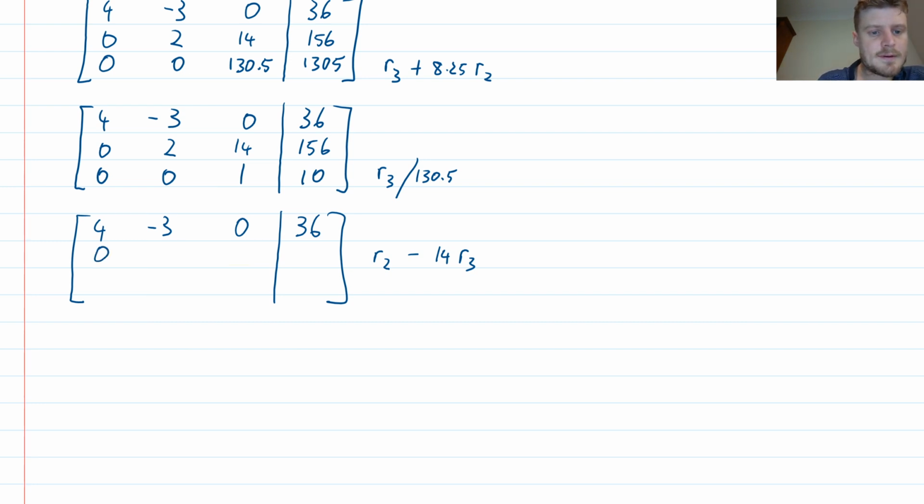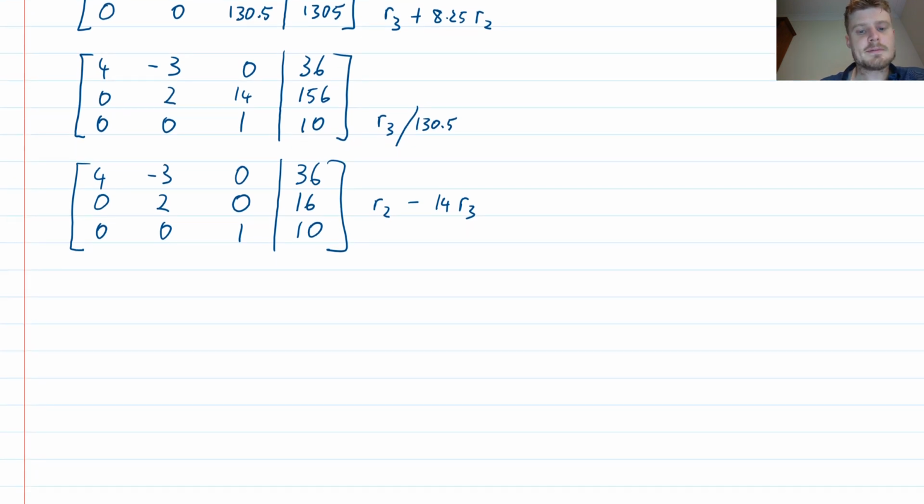The first two columns will not change because there's zeros down the bottom. I'll end up with a 0 here, and then in the augmented position I have 156, and I'm subtracting 14 times the value that's in row 3, that's 10, so 14 times 10. So this is 156 minus 140, which is just 16. So I have a 16 here, and the bottom row I'm just going to leave as is, because that one's already solved. I already have the lovely 1 on the diagonal and just the constant in the augmented position.